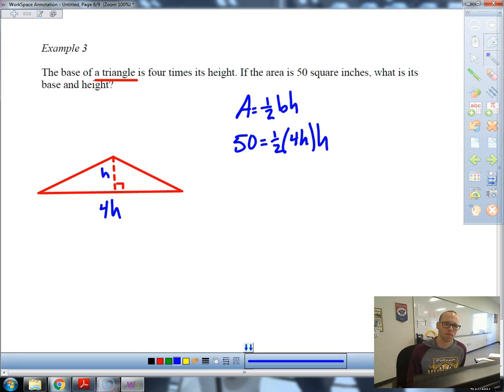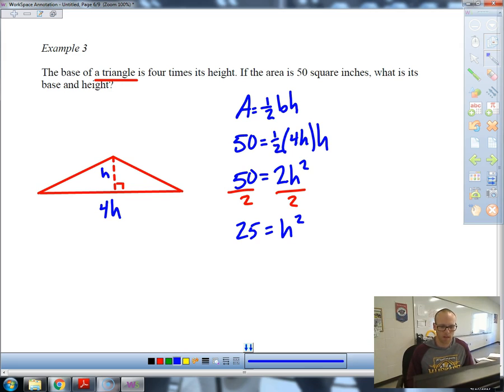You can see when I substitute the 50 for the A, the 4h in for the b, I have an equation with only one variable. That's an h, and we can solve this. Okay. 1/2 of 4 is 2. This is all multiplication. h times h is h squared. Okay, so here we go. 50 equals 2h squared. Divide each side by 2. 25 equals h squared. Take the square root, and the height is 5.